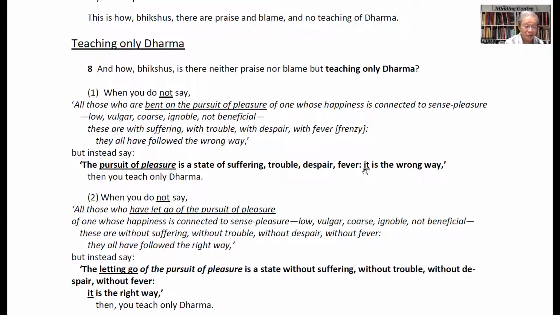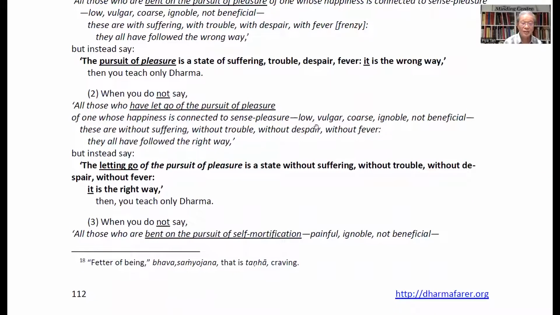Then number two, when you do not say, "All those who have let go of the pursuit of pleasure, or of one whose happiness is connected with sense pleasure, low, vulgar, coarse, etc. These are without suffering, without trouble. They all follow the right way." This is what has been mentioned earlier. But instead say, "The letting go of the pursuit of pleasure is a state without suffering, without trouble, without despair, without fever. It is the right way." Then you teach only Dhamma.